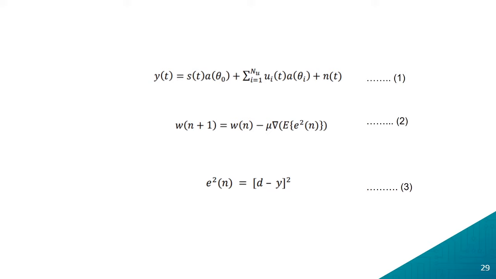The functionality of the LMS algorithm is represented as follows. The output of the antenna array can be expressed as y(t), which is given by equation 1, where s(t) denotes the desired signal arriving at angle phi naught, u_i(t) denotes the interfering signal arriving at angle phi i, and n(t) is the additive noise. Now in equation 2 we have w(n+1), which is basically the updated weight, and w(n) is the previous weight, and mu is the step size and controls the convergence characteristic of LMS. Now in equation 3 we can observe that e squared(n) is the mean square error between the beamformer output y and the reference signal d.